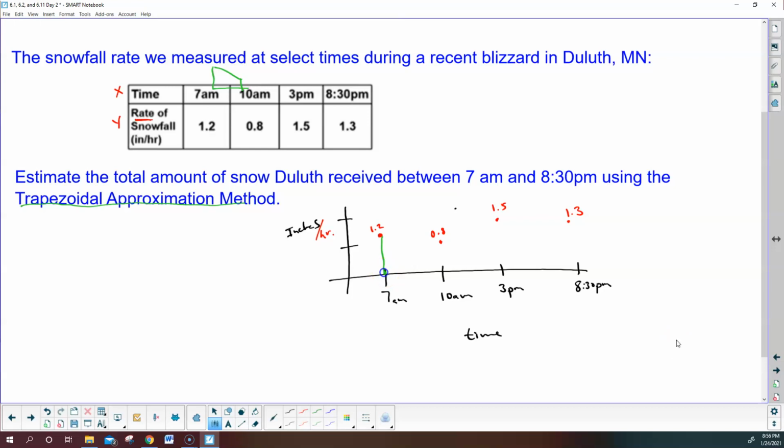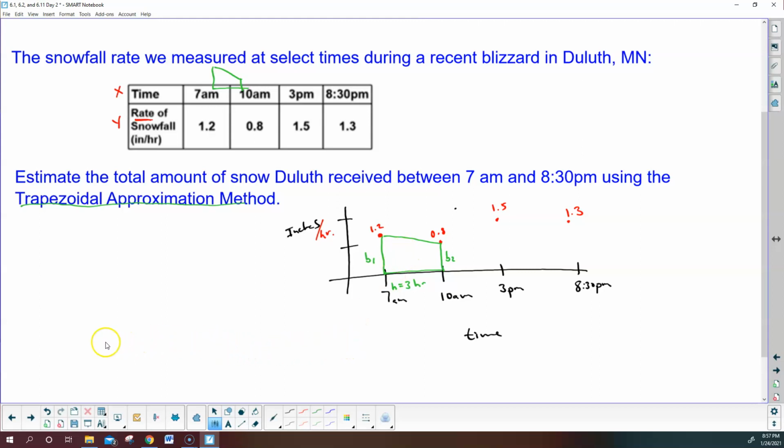So if I go from the first data point up, that's base 1. If I go across and then down, there's base 2, and the height is the distance between 7 a.m. and 10 a.m. Well, what is that? That's 3 hours, right? So how many hours have passed? 10 minus 7 is 3. So you can think of that as your height.